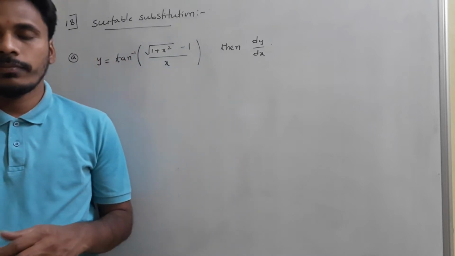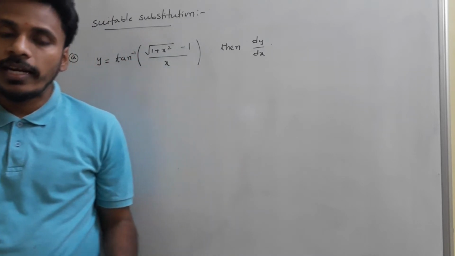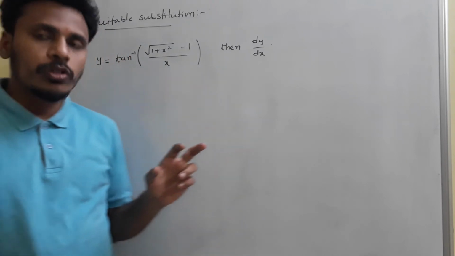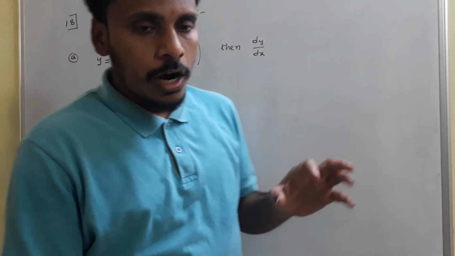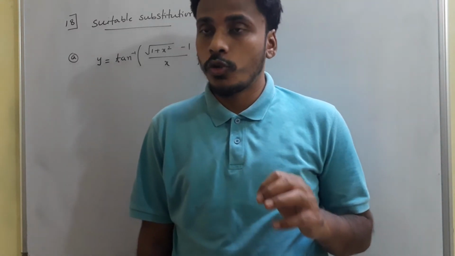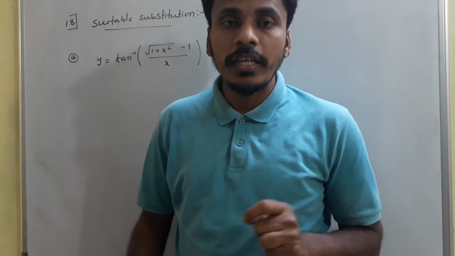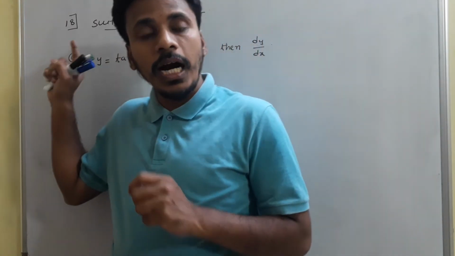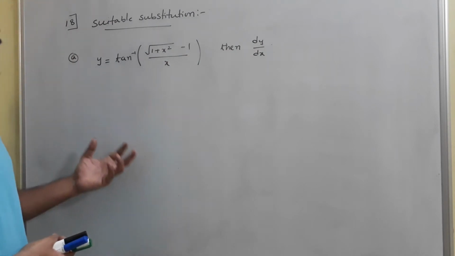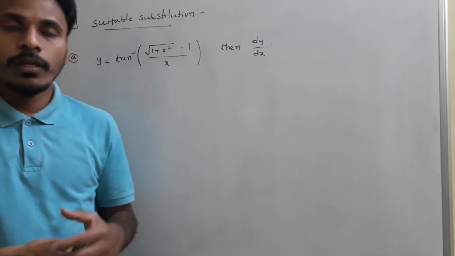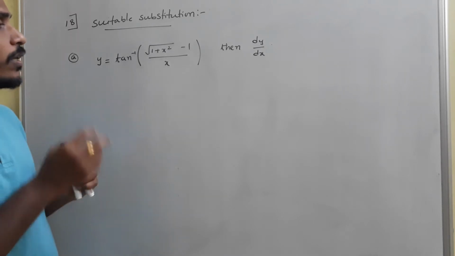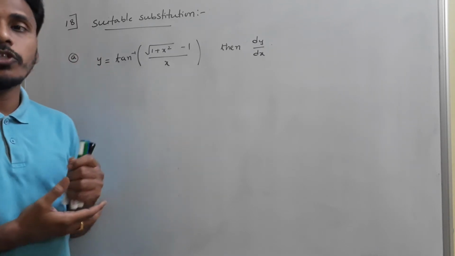of differentiation. And as a part of that, the next idea is coming to the suitable substitution. We need to observe the given problem first, and after that we need to identify one trigonometric substitution to remove this inverse trigonometric term or expression involved in the function. After that, finding the derivative is very easy.